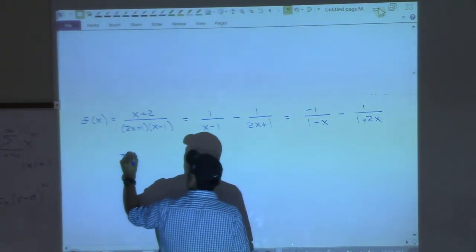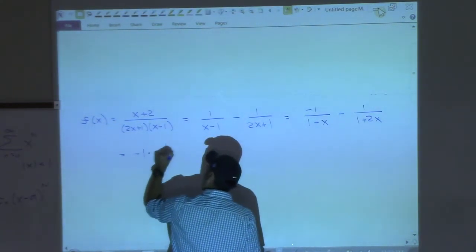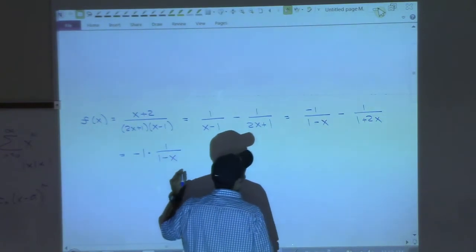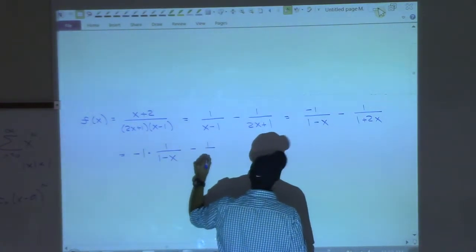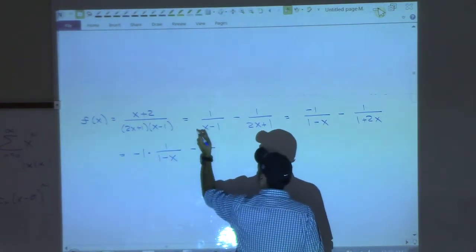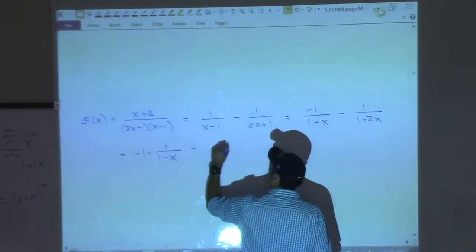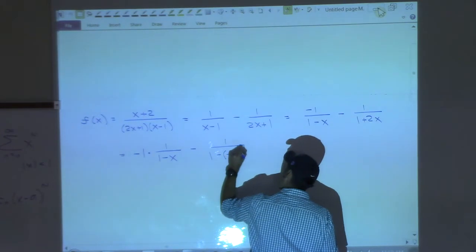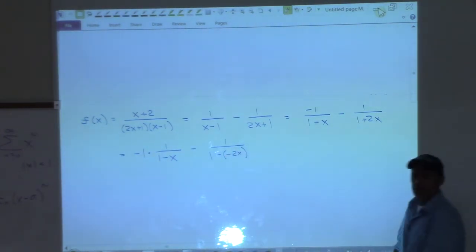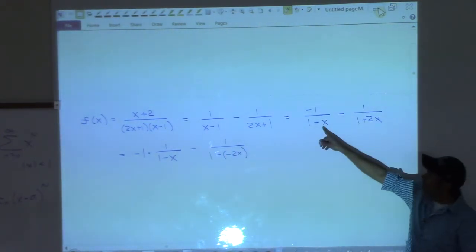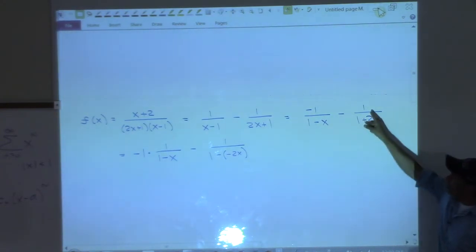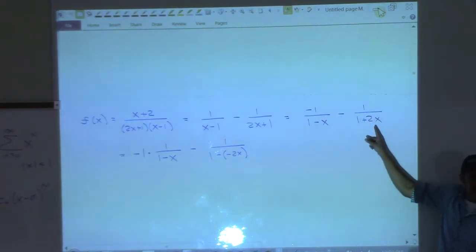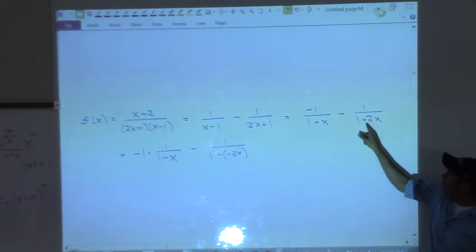So negative 1 times 1 over 1 minus x, minus 1 over 1 minus 2x. Do y'all agree with that? Rewrite that one like that. This one is almost what it needs to be, right? Just changing the plus to minus minus.